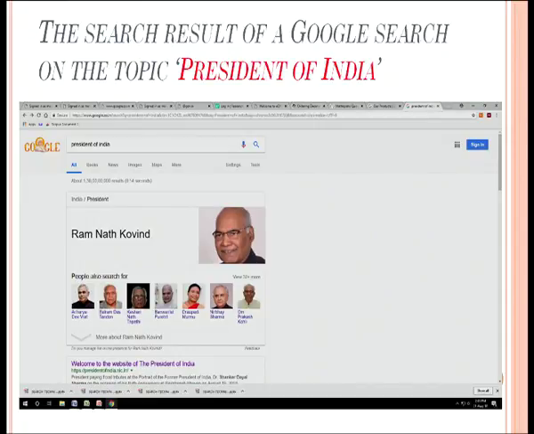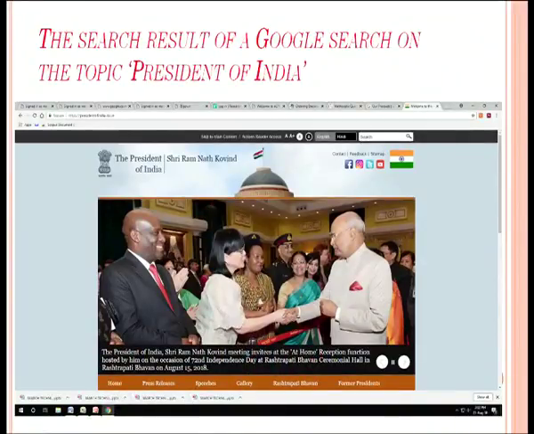This is the screenshot of the search engine results on the Google search for the President of India, which shows us that Ramnath Kovind is the President of India. The next slide is also like that, showing the results of the President of India on the Google search. Now coming to the informational search.